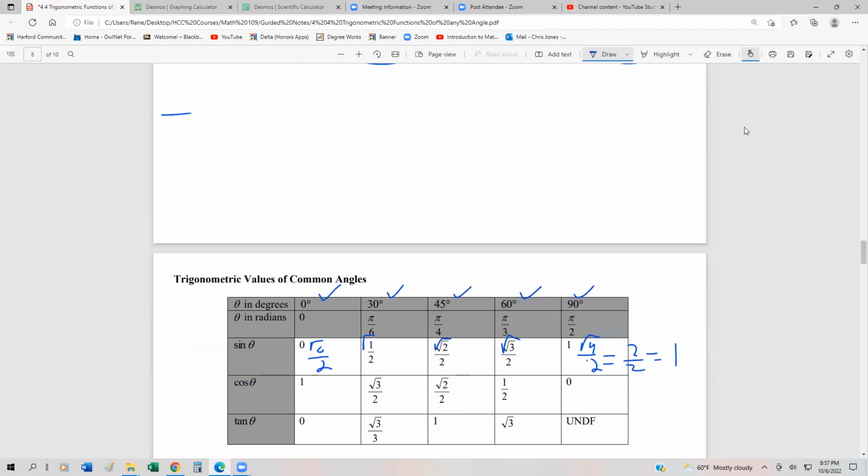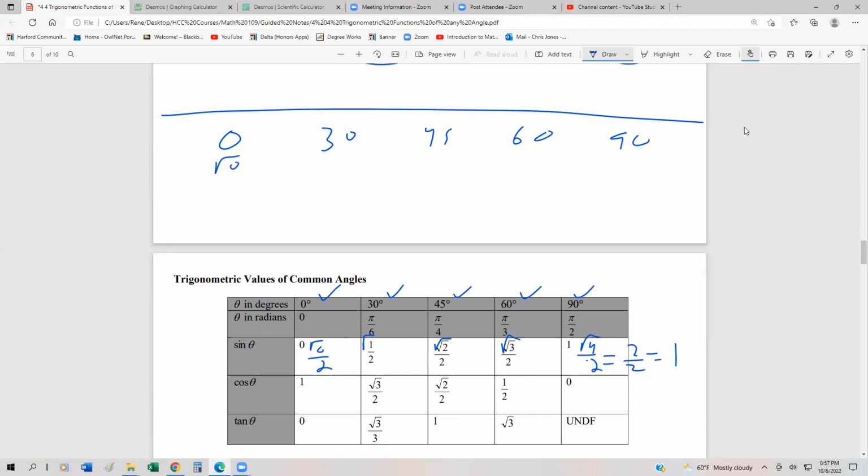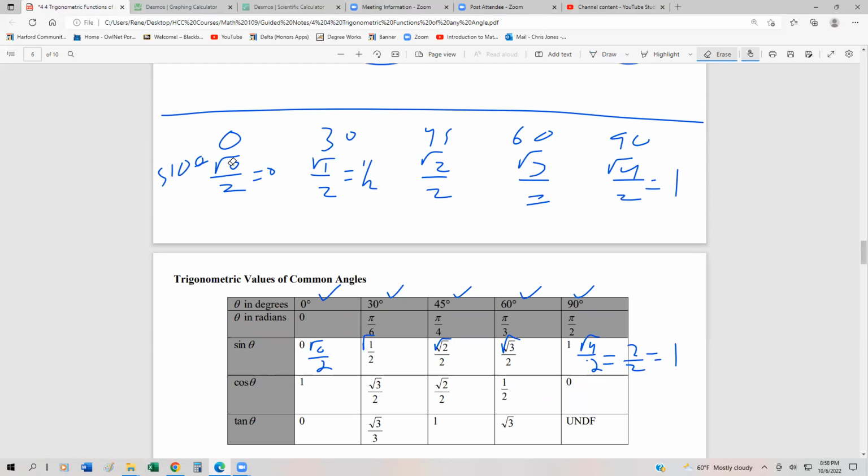So for instance, if you're on a test, you might just go 0, 30, 45, 60, 90, and then root 0 over 2, root 1 over 2, root 2 over 2, root 3 over 2, and root 4 over 2. And that's going to be 1, this is going to be 0, and this is a half. And this would tell you the sine of the angle, the sine theta function.